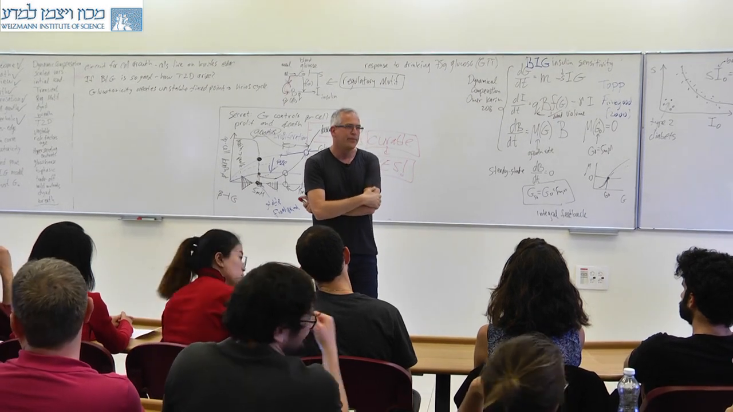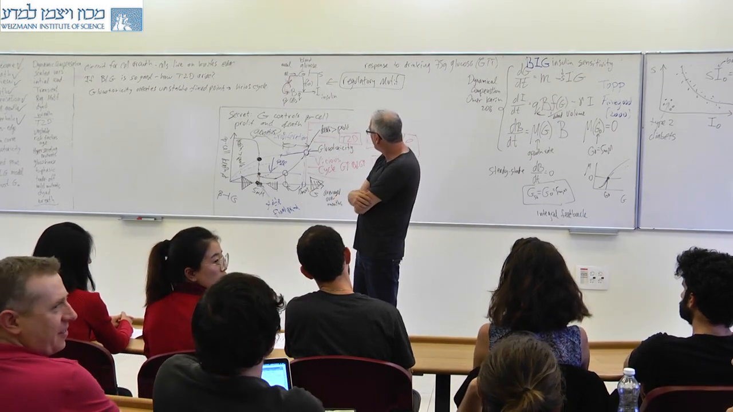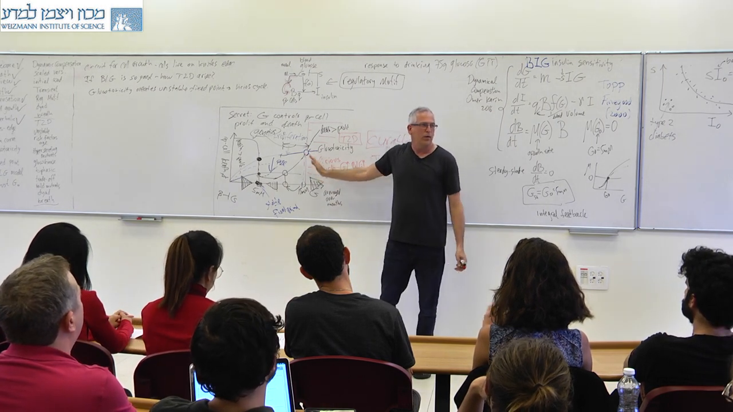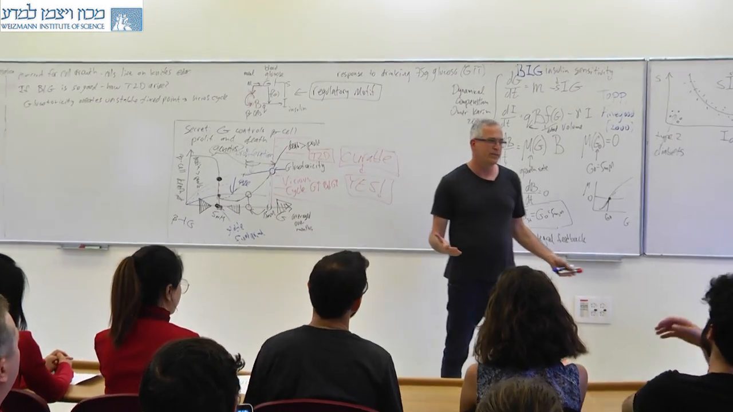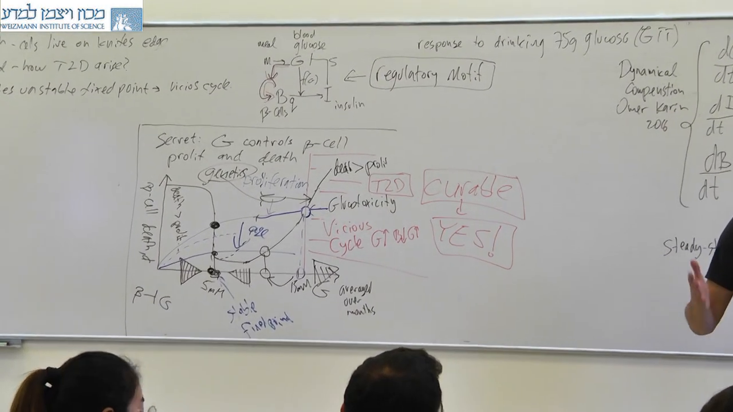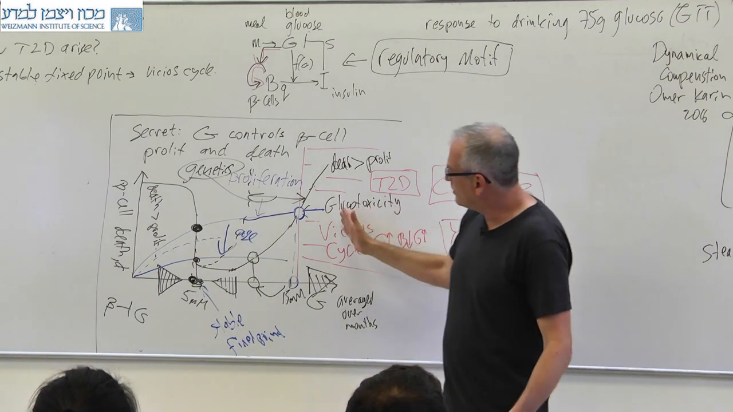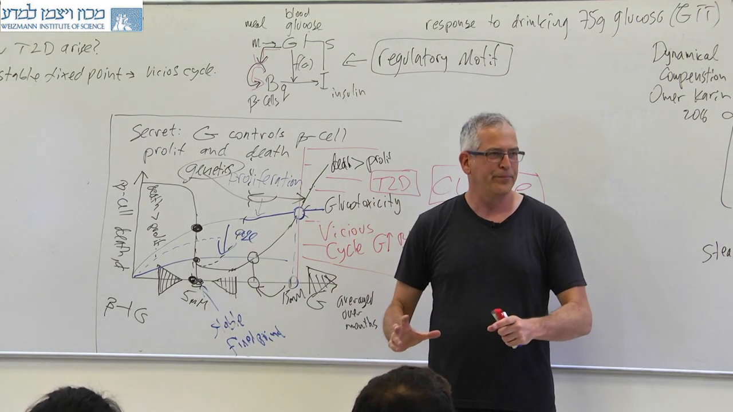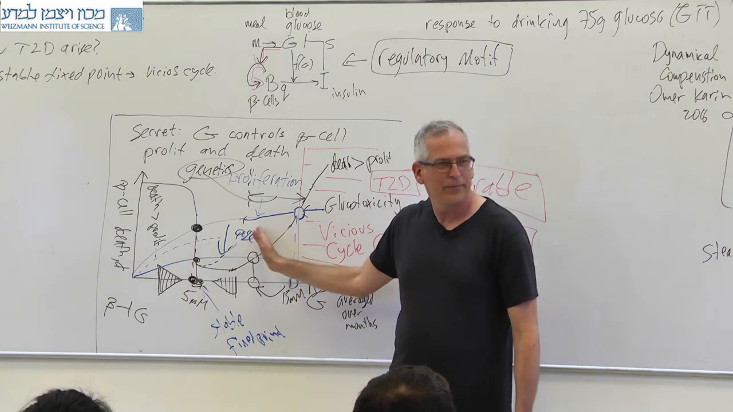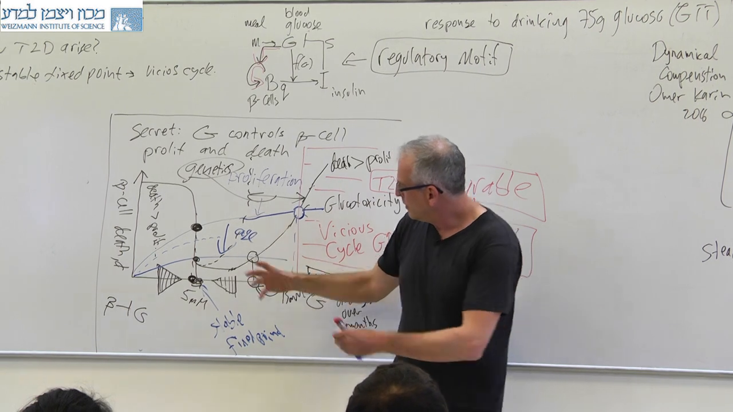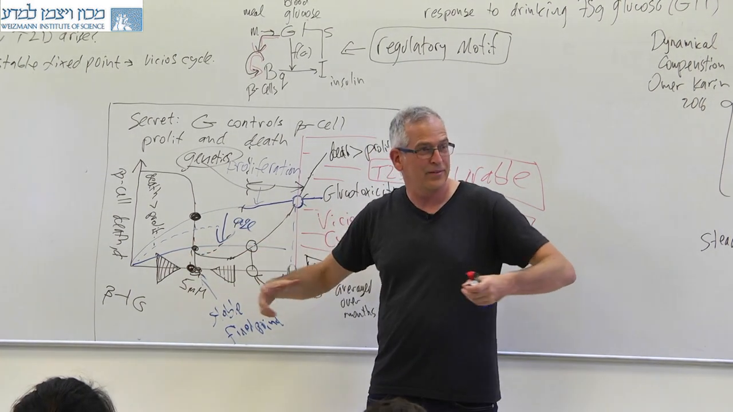I didn't understand. After you cross this point, where it doesn't help you, why does it help you to exercise? Oh, yeah. After you cross this point, as long as you haven't lost all your beta cells, you still have them. So if I go back here, proliferation is higher than death. They grow back nice and big, and you go back to 5.